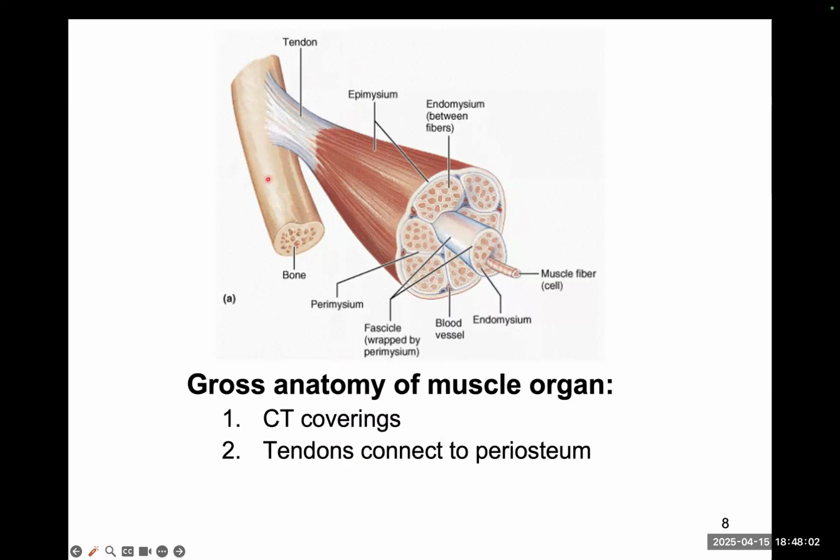Because muscles need lots of energy, and they need a signal to tell them to contract, you're going to have lots of nerve endings, nerves, and blood vessels, because you also need nutrients there. So lots of blood vessels in there.